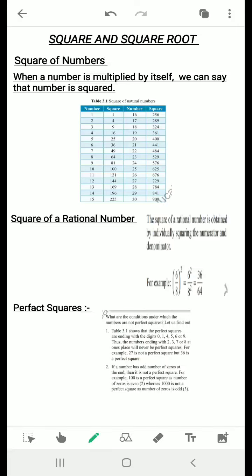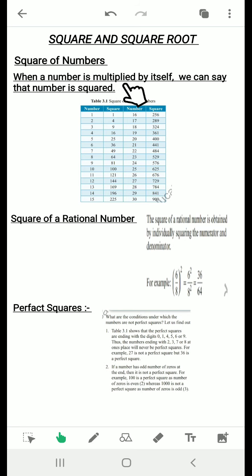Dear students, now we are going to start our new chapter, that is square and square root. You may have already learned a little bit about what is square. In your previous classes you have learned a little bit about square. So we will start it. First of all, we will start with square of numbers. What is square of a number?